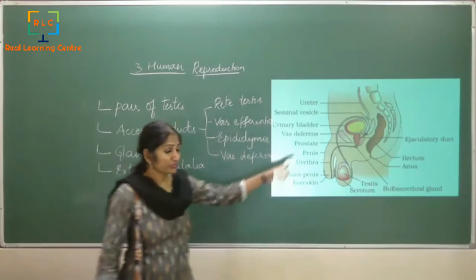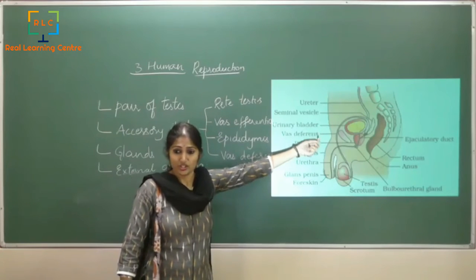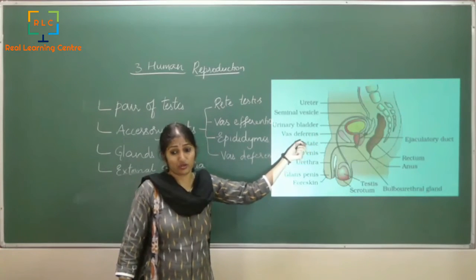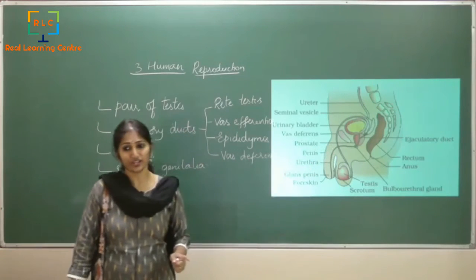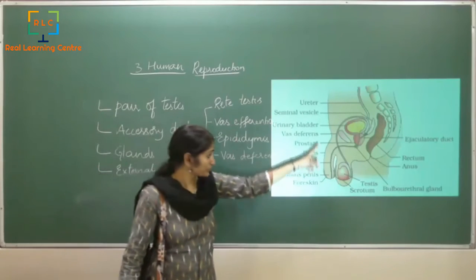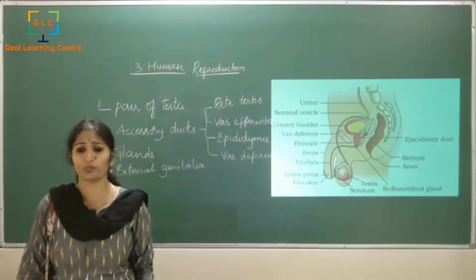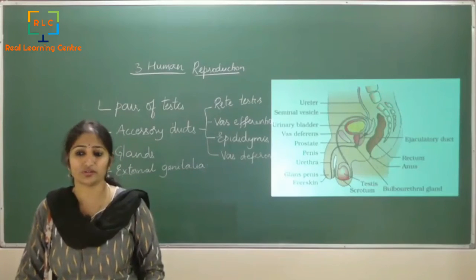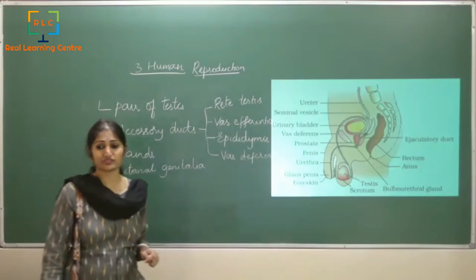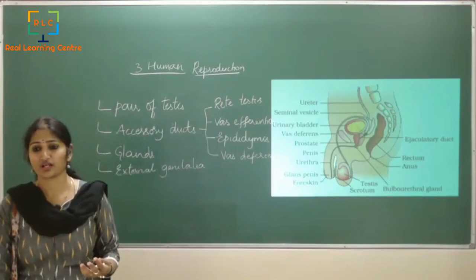It comes to the urinary bladder. The urethra originates from the urinary bladder. So you see that the urethra, to be very specific, joins with the ejaculatory duct, and then it extends into the penis, where there is an opening which is called the urethral meatus. So through the urethral meatus, the sperms come out of the body, right.